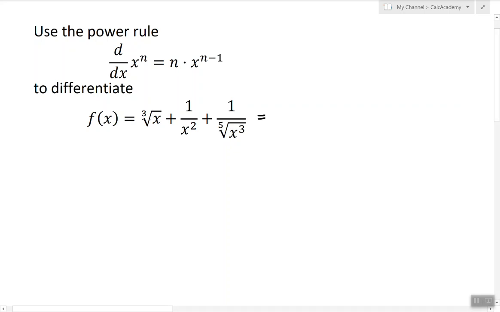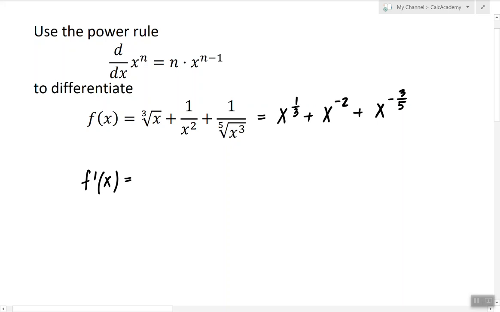So let's interpret the cube root of x as x to the power 1/3. 1 over x squared is x to the power -2, and 1 over 5th root of x cubed is x to the power -3/5. And once you write your function in power form, then it's very easy to use the power rule.